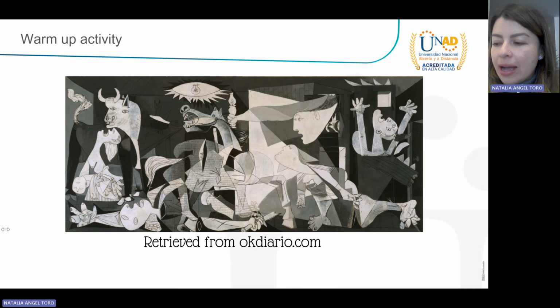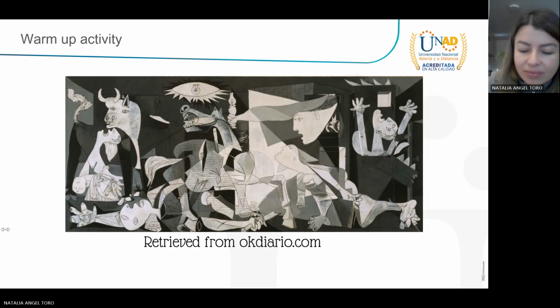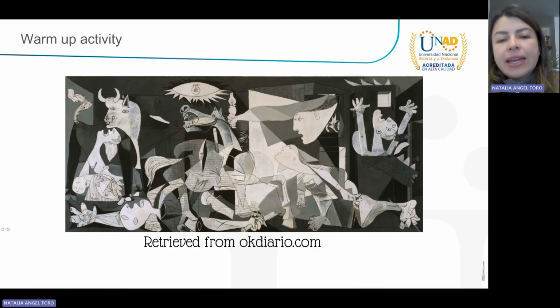This is a picture made by Picasso. Do you remember or have you ever heard about Picasso? Yes, Pablo Picasso made this picture and it is called El Guernica. El Guernica, depending on how you read it.